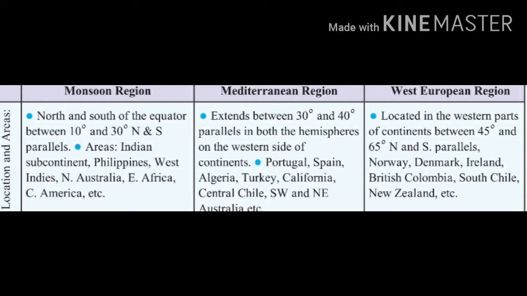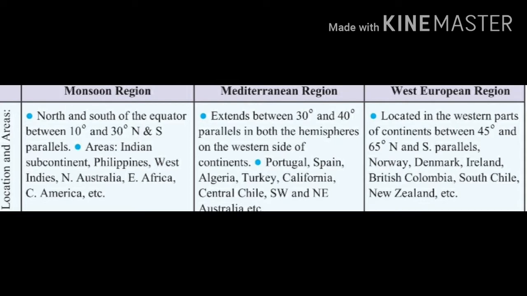So first I am going to explain the locations and areas. Starting with the first one, monsoon region. See their location and areas. North and south of the equator between 10 degree and 30 degree north and south parallels. Areas: Indian subcontinent, Philippines, West Indies, North Australia, East Africa and America, etc.